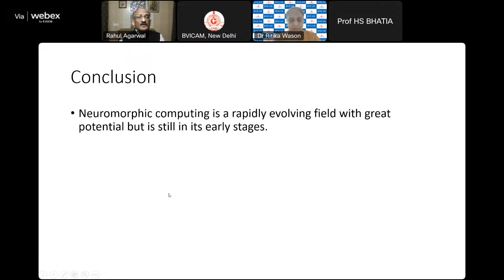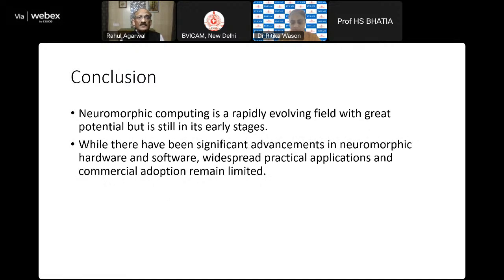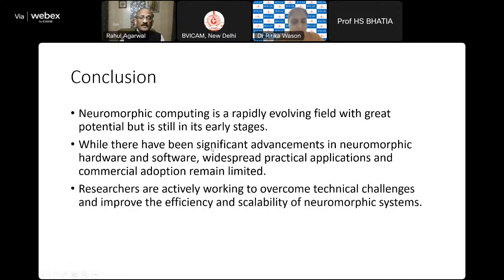So to conclude, neuromorphic computing is a rapidly evolving field with great potential, but is still in its early stages. While there have been significant advancements in neuromorphic hardware and software, widespread practical application and commercial adoption remain limited. Researchers are actively working to overcome technical challenges and improve the efficiency and scalability of neuromorphic systems.